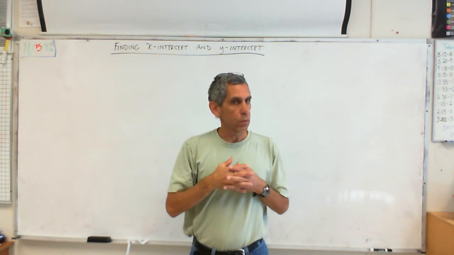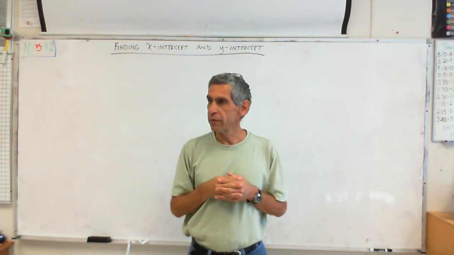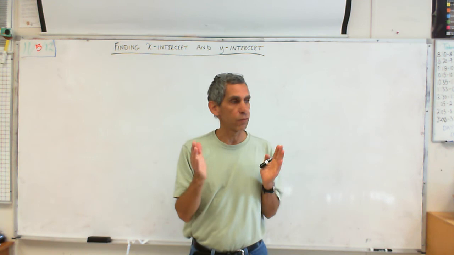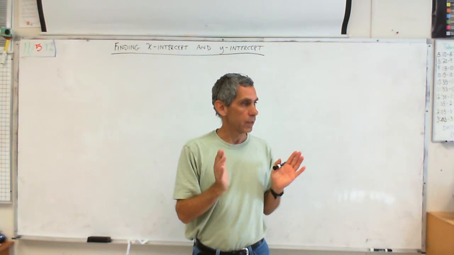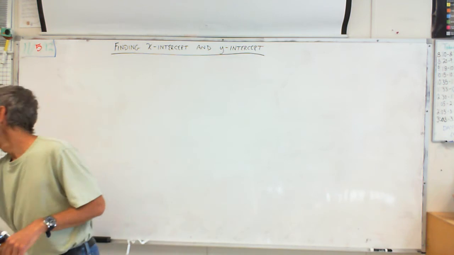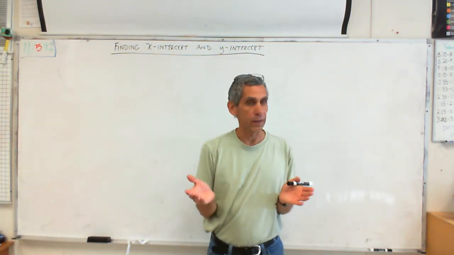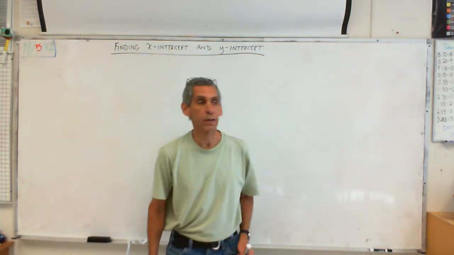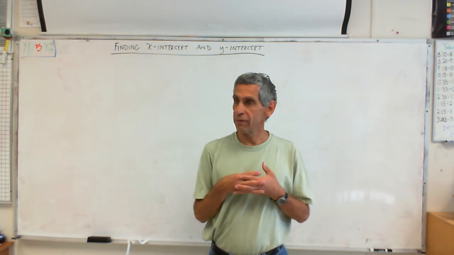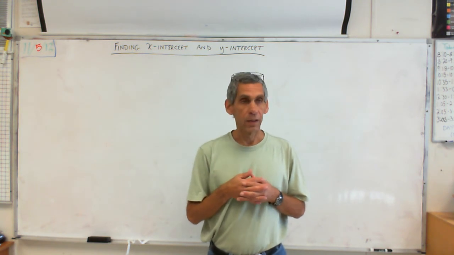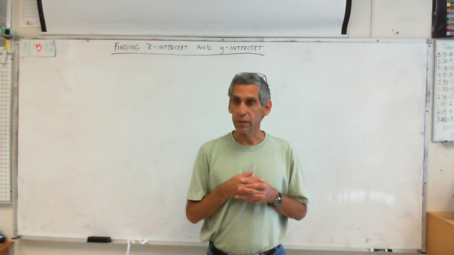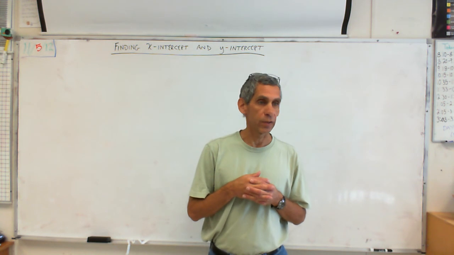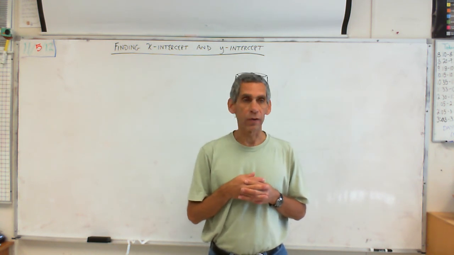Up to this point, I've taught you how to graph equations that are written in slope-intercept form, which is y equals mx plus b. I've taught you how to graph equations that are written in point-slope form: y minus y1 is equal to m times x minus x1, right? I have not taught you how to graph equations that are written in standard form, which is ax plus by equals c. An example would be 2x plus 3y equals 12. I haven't taught you how to do that.